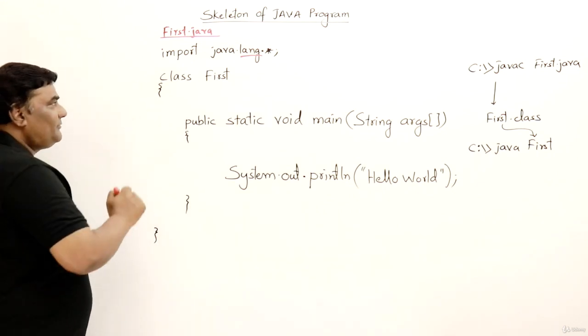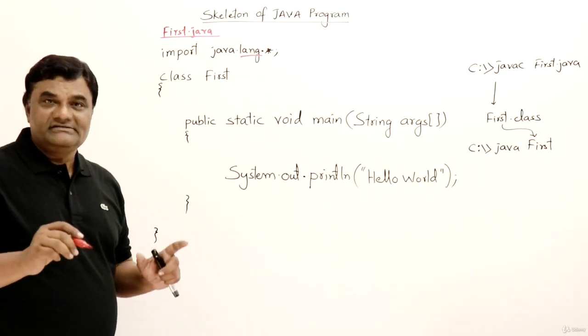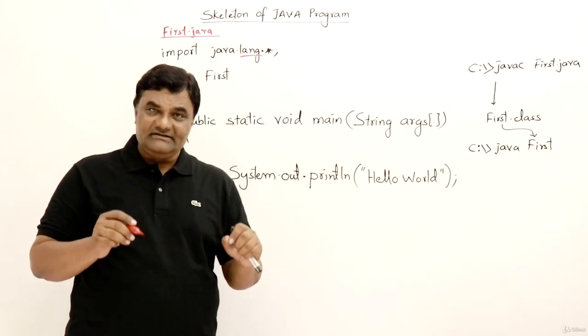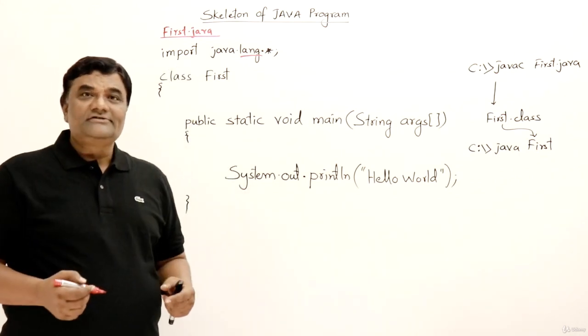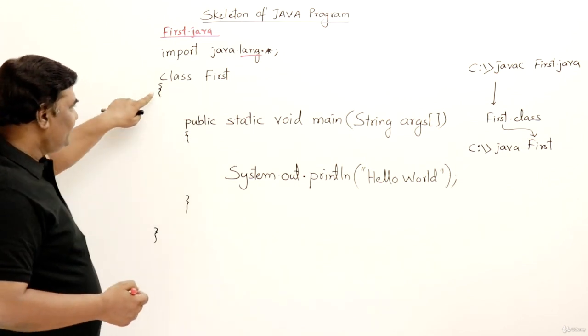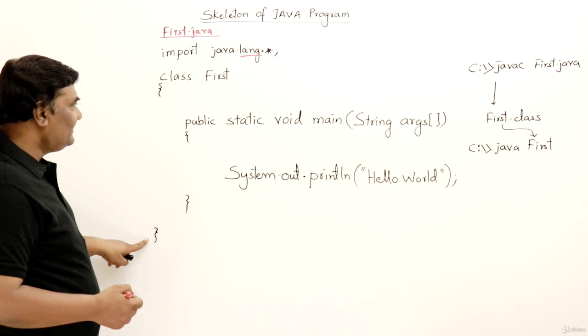Then every Java program is in the form of a class. So there is nothing outside classes in Java. Everything must be inside the class. And for writing the main function also, it must be inside a class. So here, class first, and this is the starting and ending point of a class.